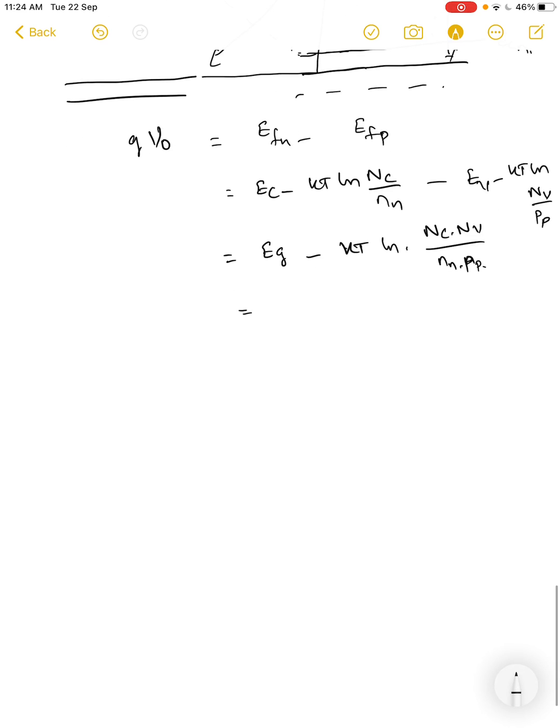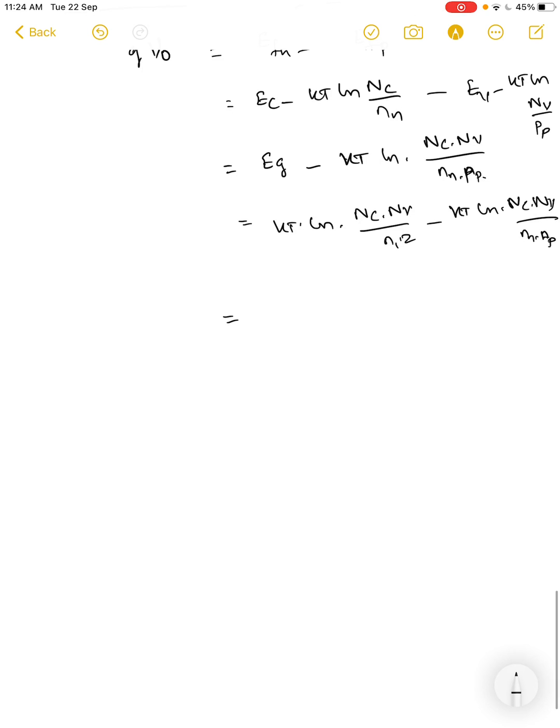And you know this EG can be written as KT ln NC NV by NI square, minus again KT ln NC NV by Nn PP, right, which will finally give you the expression KT ln Nn PP by NI square, which will be KT ln NA ND by NI square, which is the same expression that we derived before, right?